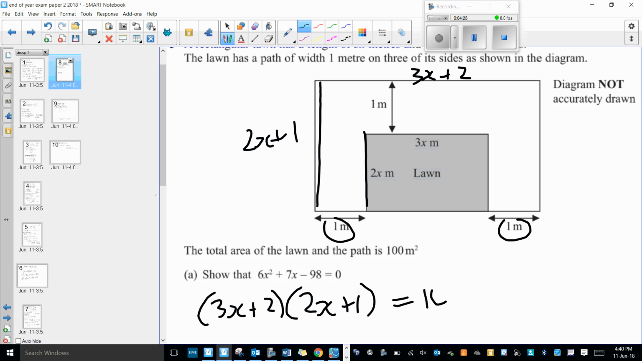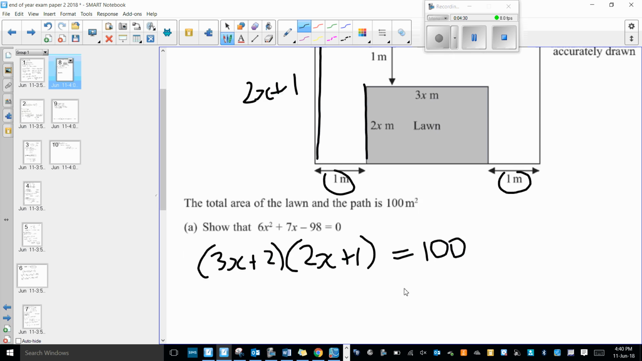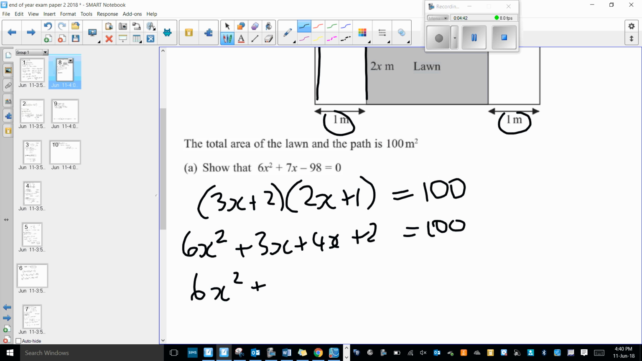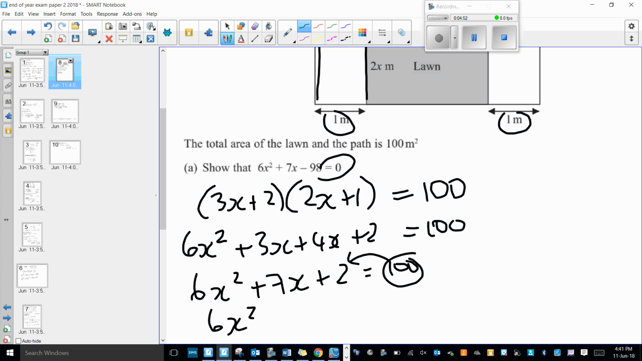So we're going to expand this out. 6x squared plus 3x plus 4x plus 2 equals 100. 6x squared plus 7x plus 2 equals 100. But their expression equals 0. So it means subtracting 100 from both sides. So 6x squared plus 7x minus 98 equals 0. There we go, we've shown that.